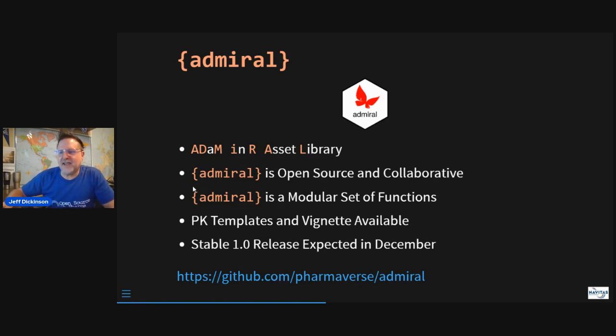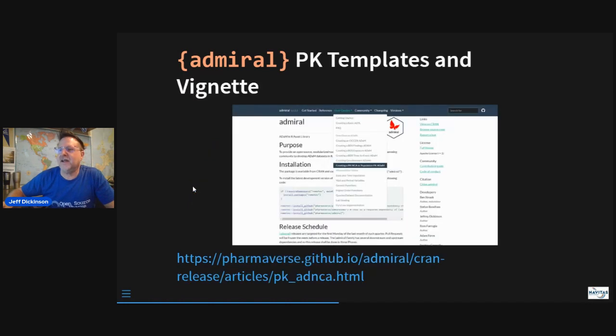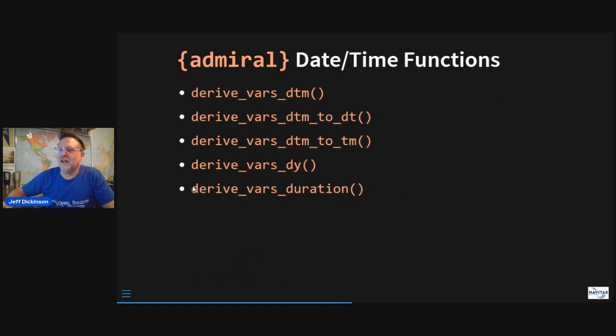It does have PK templates for both NCA and POP-PK, and there's a stable 1.0 release expected in December. So on the website for Admiral, you can find the link to the PK templates and vignette.